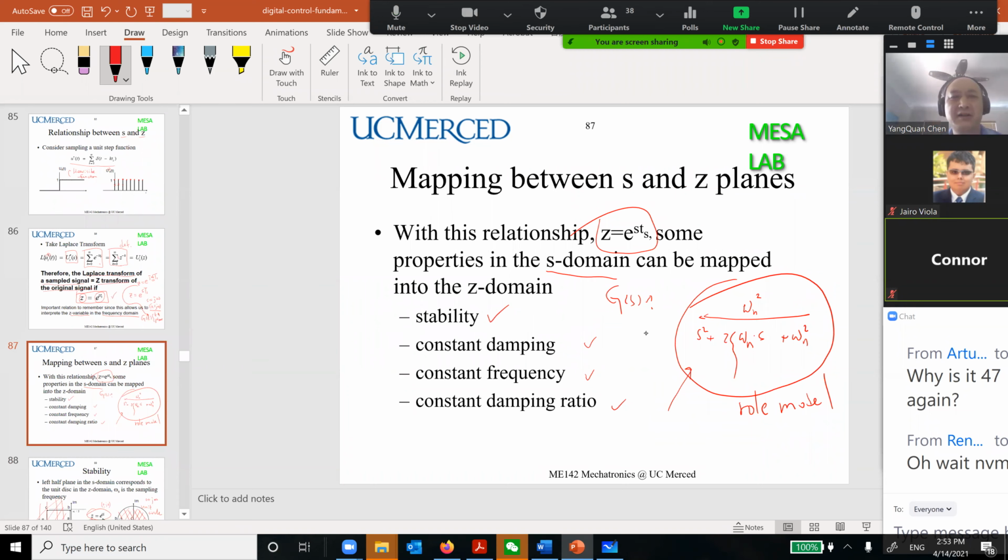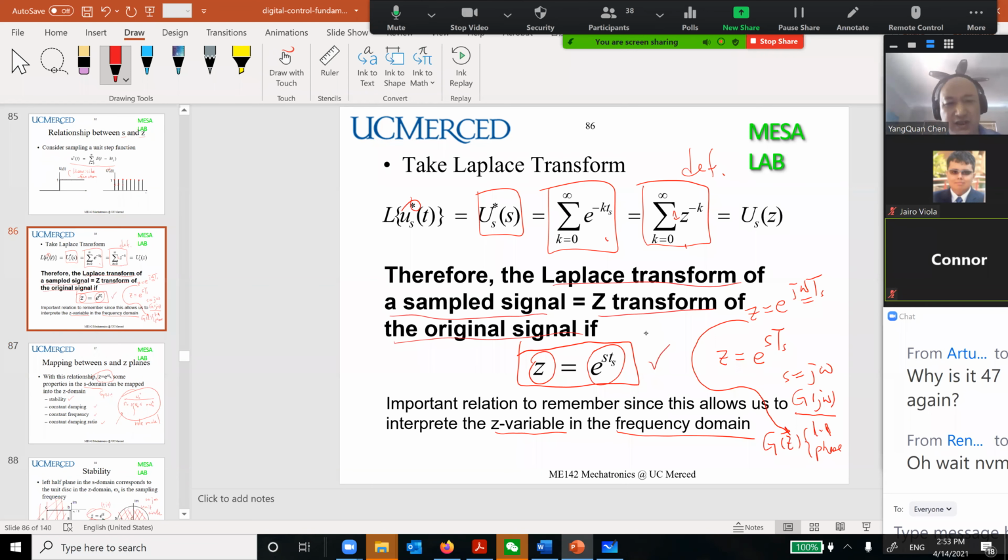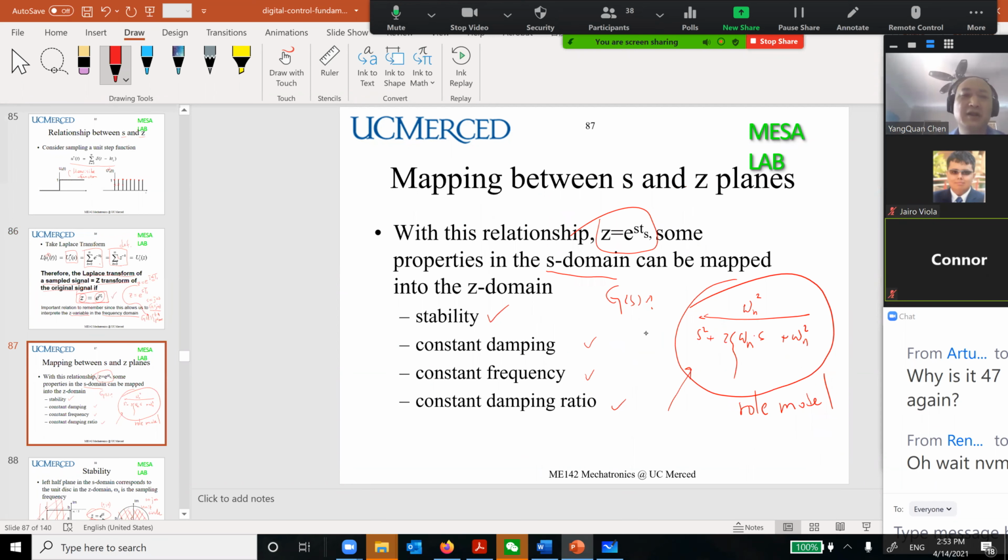So the relationship between S and Z is highly nonlinear. We usually cannot do that in practice, so we have approximations of it. So how to map S and Z? We have the stability domain, constant damping, constant frequency, and so on. We only focus on this second order system to see what's going on.